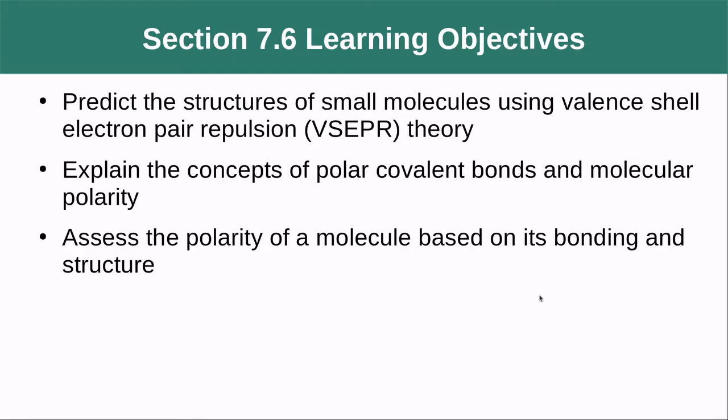Section 7.6, we're going to predict the structures of small molecules using valence shell electron-pair repulsion, VSEPR theory. We're going to explain the concepts of polar covalent bonds and molecular polarity, and we're going to assess the polarity of a molecule based on its bonding and structure.